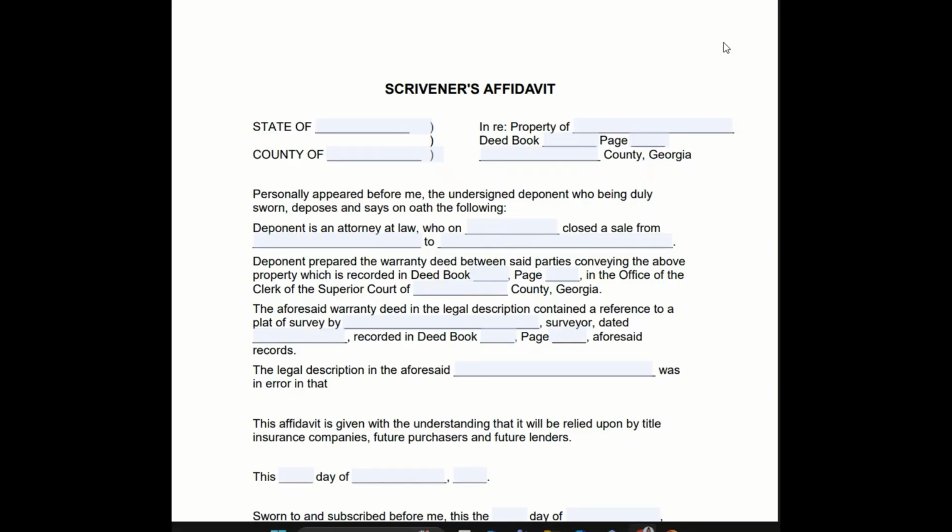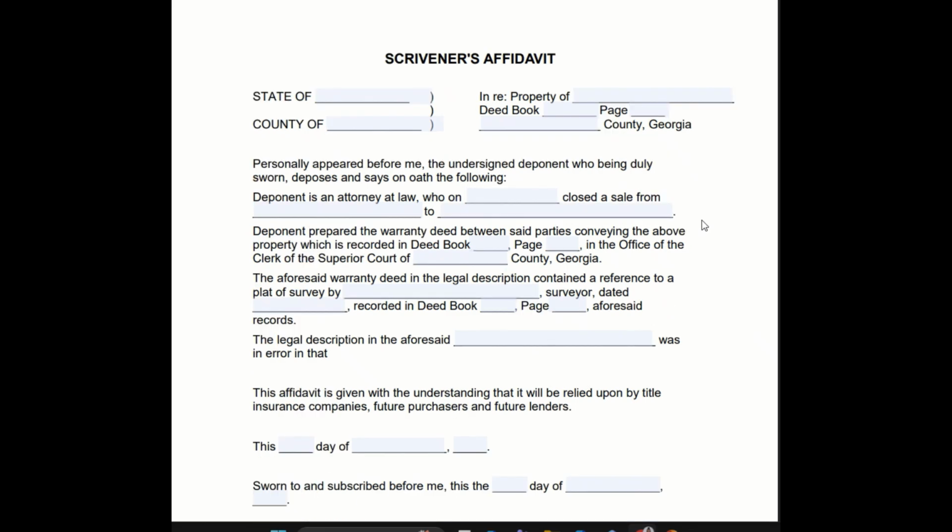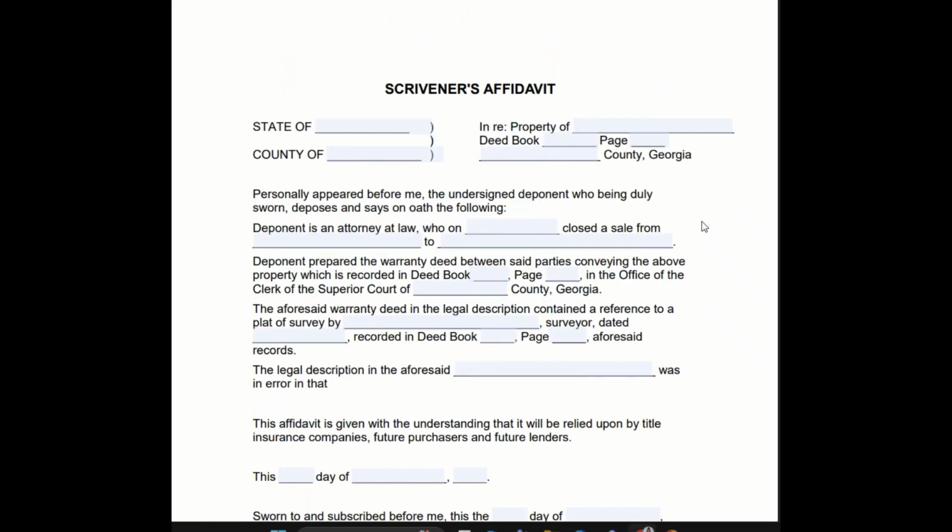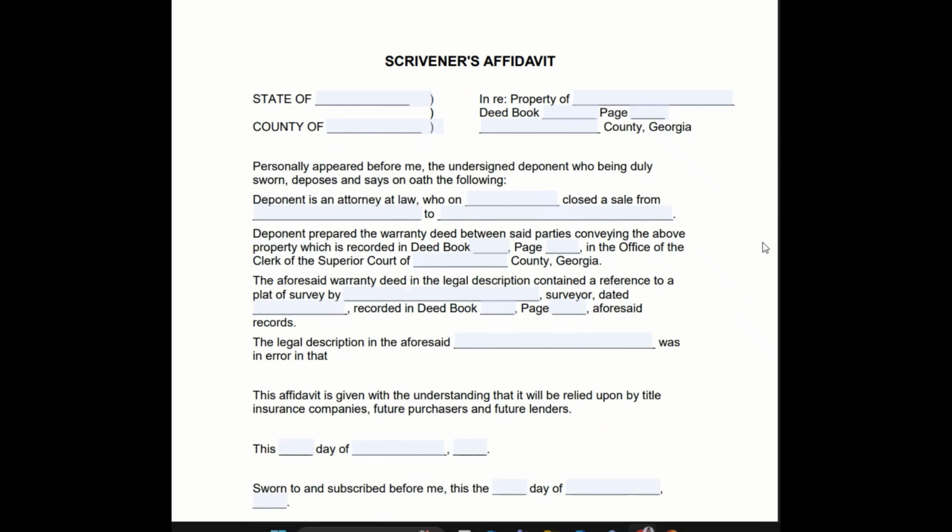Now, this is an example of a scrivener's affidavit. This is Georgia. So, of course, you want to select the format that your jurisdiction requires. Okay, and remember that this affidavit will be attached to the motion, whether it is a motion where both parties consent or whether it is a motion where one party does not consent and it becomes an oppositional motion.